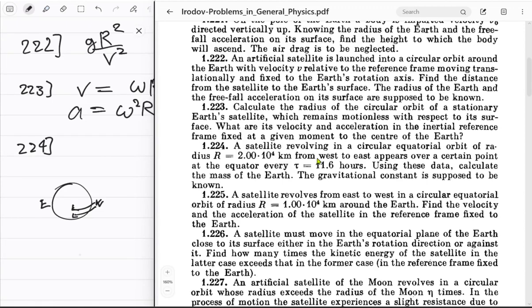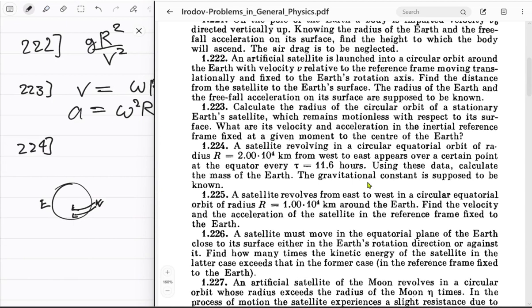So this is also rotating in the same direction as the earth. It appears over a certain point at the equator every, we know west is like in that direction, whatever. Okay, appears over a certain point at the equator and over the equator, the orbit. Perfect. Every 11.6 hours. Okay, its radius is given. Calculate the mass. What? Why is that, the gravitational constant is supposed to be known and the radius of earth, that is not supposed, oh god. Using this data calculate the mass of the earth. Why? How is that a way of calculating the mass? I don't get that.